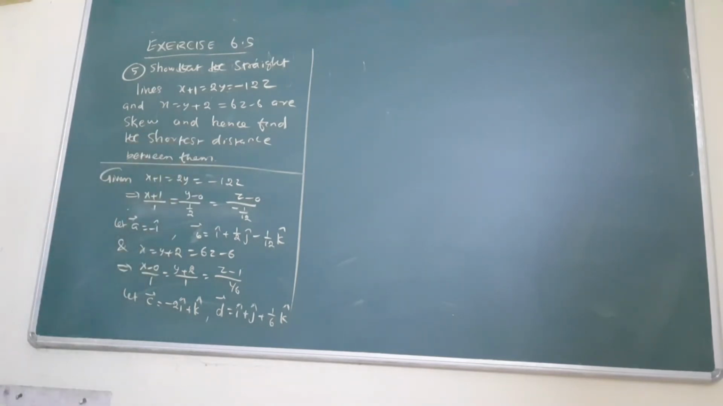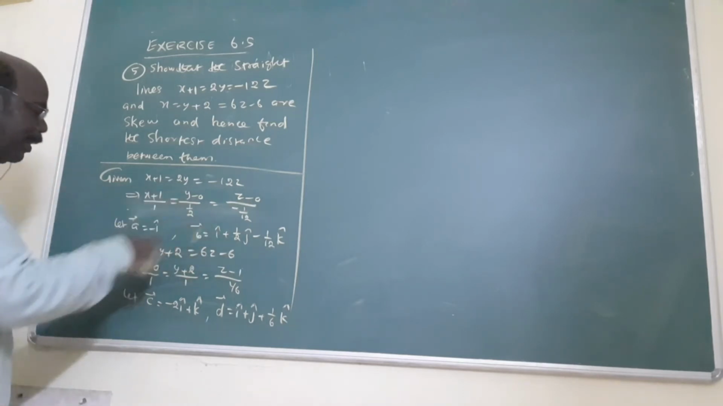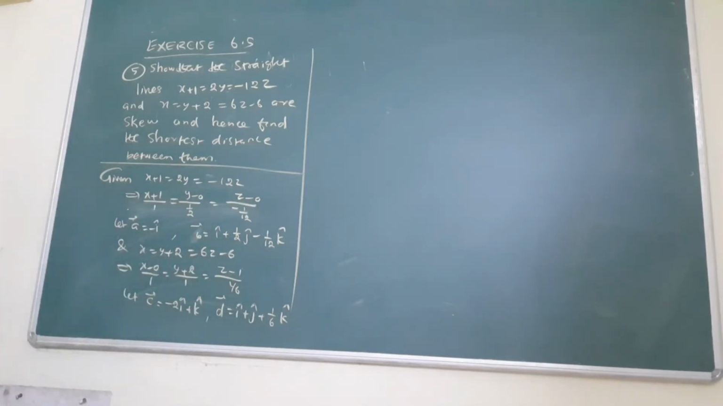For the shortest distance between skew lines, what is the formula? Modulus of (c vector minus a vector) dot (b cross d vector) divided by modulus of b cross d vector. That's why I am saying a vector, b vector, c vector, d vector. What is this question asking? Show that the two lines intersect each other. Am I right? Point of intersection is being asked.